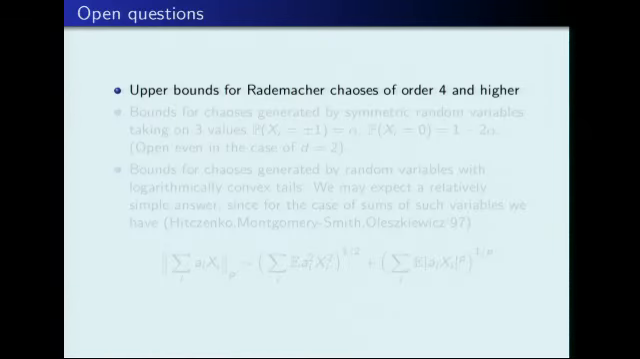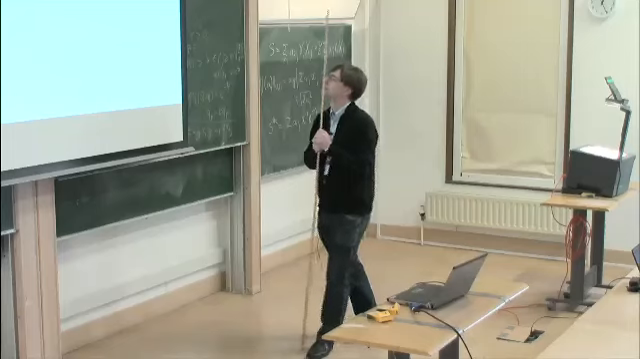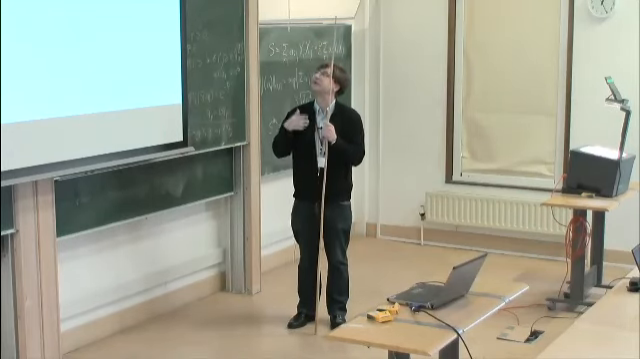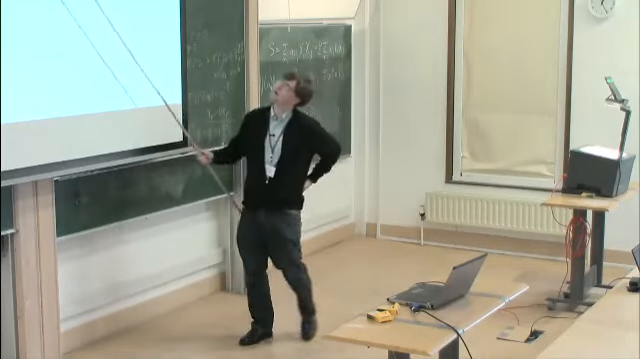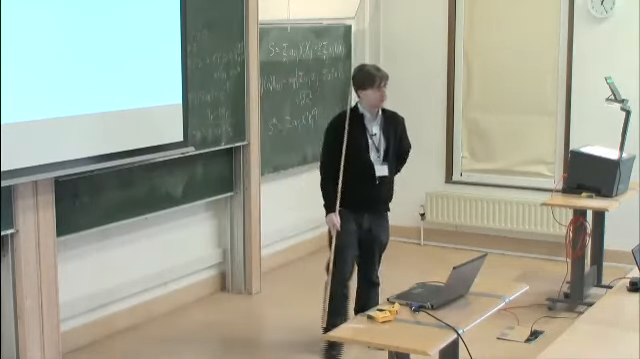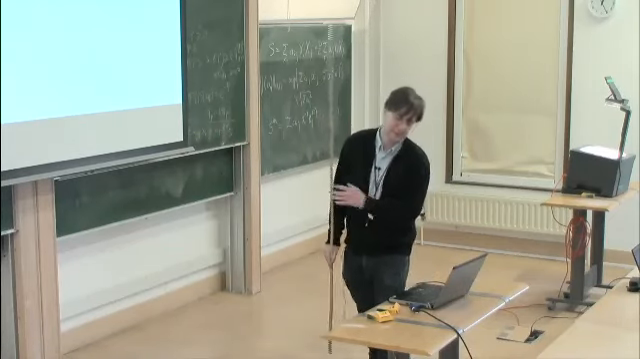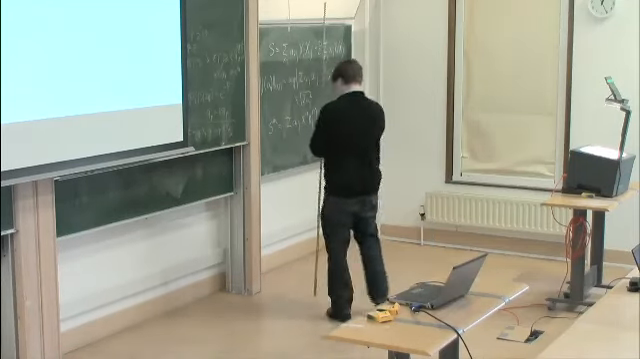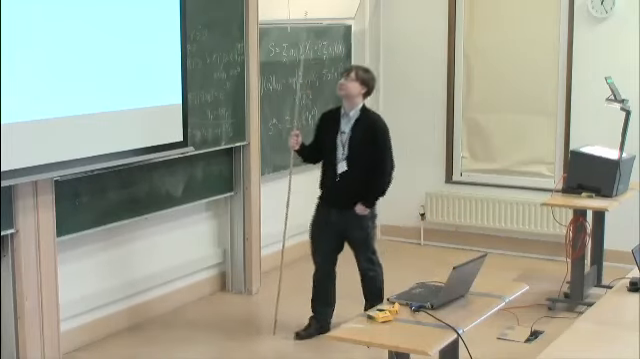Okay, so let me finish with some open questions. One question, I don't know how much it is worth studying, but probably one should first find a simpler proof for D equal to 3, or find some nicer idea behind it. So find upper bounds for chaoses of order 4 and higher. The conjecture was there that this lower bound agrees with the upper bound, but still there is something to be done.